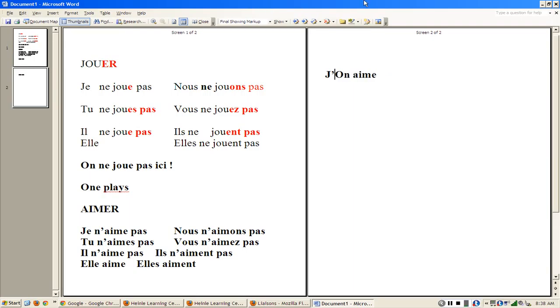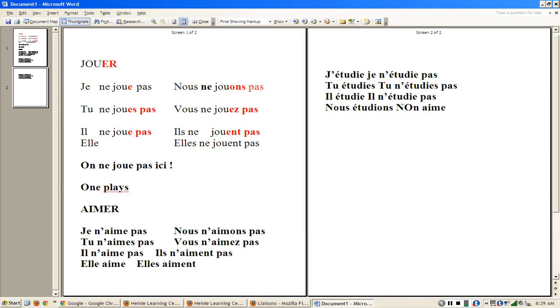J'étudie. I have to have my French on to do my accents. Je n'étudie pas. Tu étudies. Tu n'étudies pas. Il étudie. Il n'étudie pas. Nous étudions. Nous n'étudions pas. Ils étudient. I hear that z as the S is kind of linked to the E sound. Ils étudient. Ils n'étudient pas.